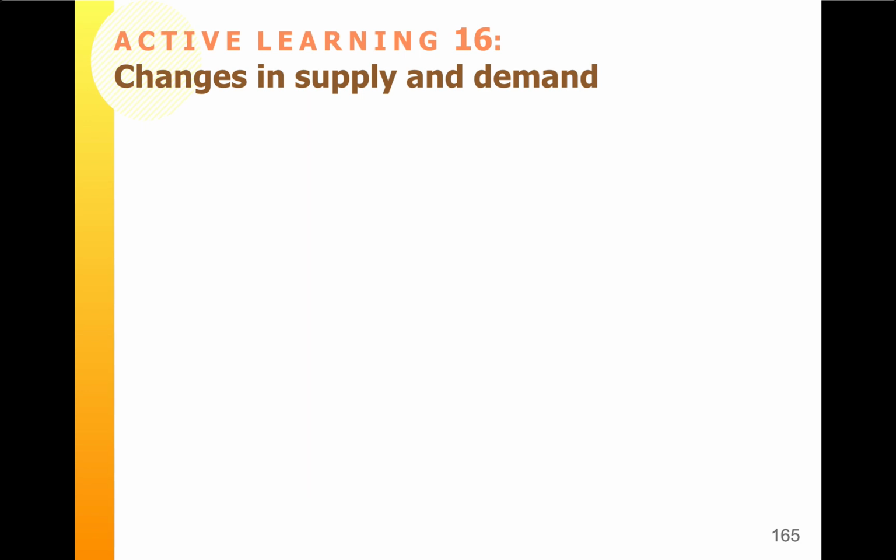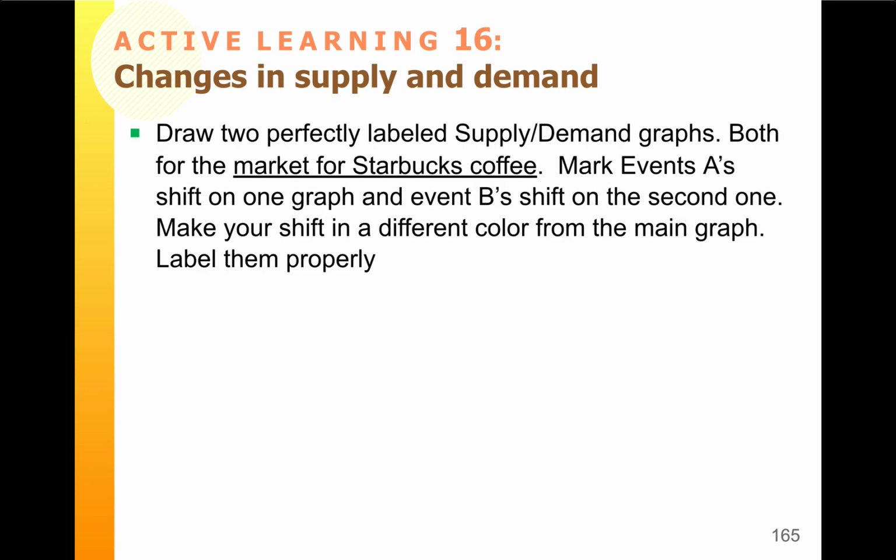So now you have an active learning. In active learning 16, you're going to put on your active learning paper. And here I want you to draw 2 perfectly labeled supply and demand graphs. Both of these are going to be in the market for Starbucks coffee. You're going to do event A, a shift on one graph, and then the second graph you'll use for event B. Remember to draw a perfect labeled graph with the title and everything. Do both of those, and then your shifts for A and B you can do in a different color.